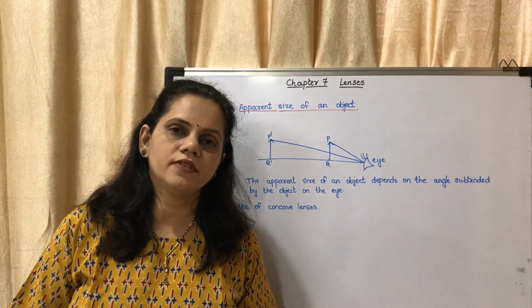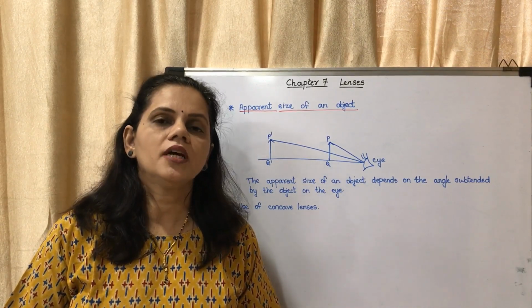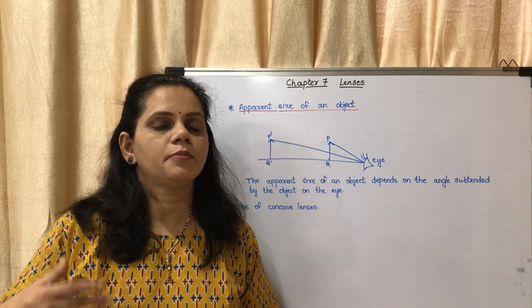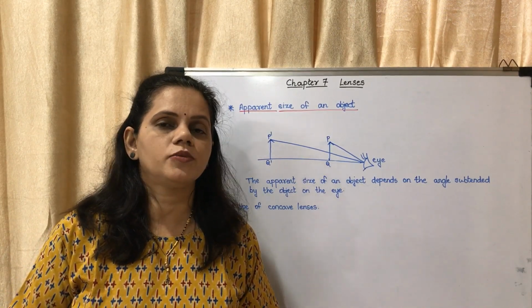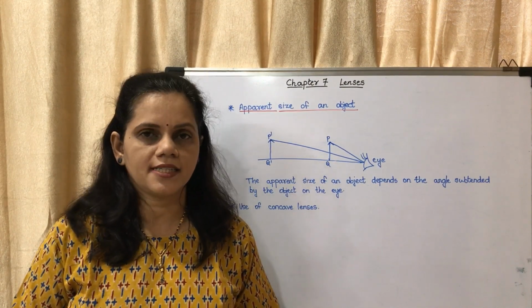Okay, so the defect which is most common among the students is myopia. Myopia means nearsightedness. What is nearsightedness? The person is able to see nearby objects but not able to see far away objects. Okay, that is the answer.